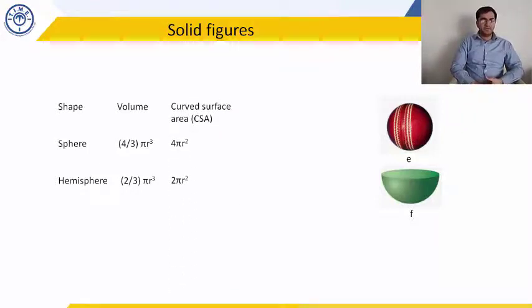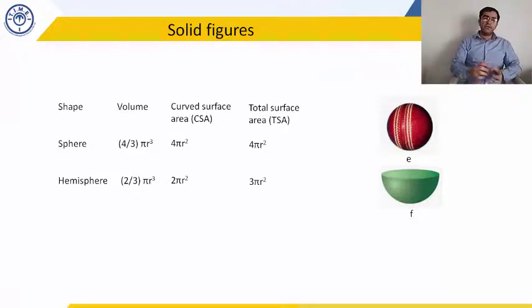Next we come to the curved surface area. Again, for a sphere, the curved surface area is 4 pi r square. And you just need to know this, there's no way to understand it. And then for a hemisphere, the curved surface area has been halved. So the total area becomes half of 4 pi r square, that is 2 pi r square. And the total surface area for a sphere remains the same as 4 pi r square. But for a hemisphere, you add the area of the top face. And so you get 2 pi r square plus pi r square, which is 3 pi r square. Please note this down.